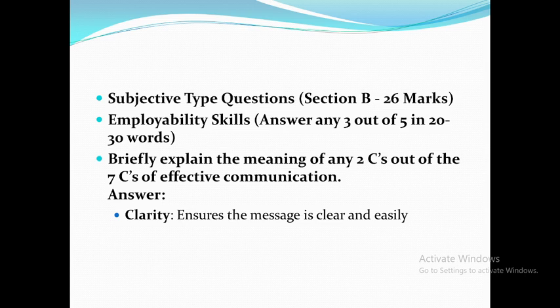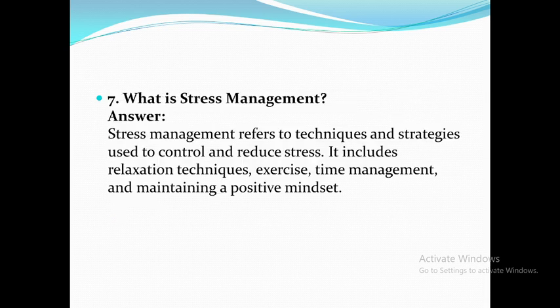Now some subjective questions. You can see Section B, 26 marks, employability skills, answer any three. Now briefly explain the 3 Cs. We have clarity, we have concise, we have coherent. What is clarity? Ensure that the message is clear and easy.